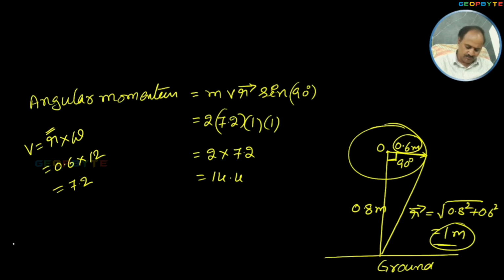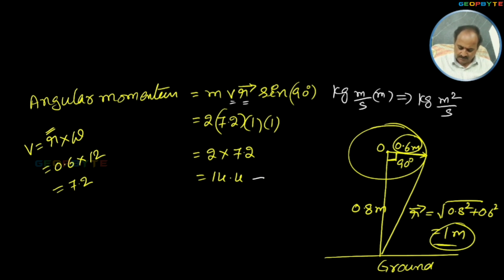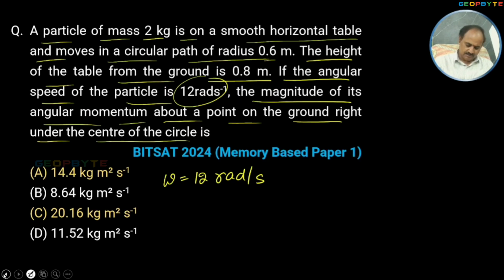Look at the units. Units are important. Mass is in kg. Velocity is in meters per second. Radius is in meters. Sine of the angle has no units. Then it is kg meter square per second. That is the unit of what? Angular momentum. Look at the options. 14.4. Option A itself is absolutely correct. Are you following clearly? Yes.